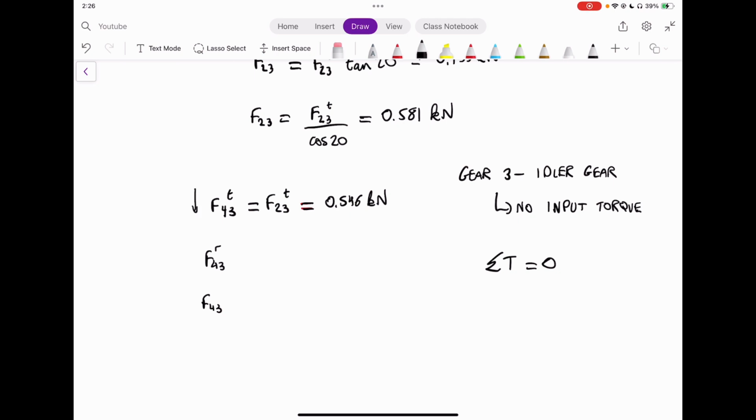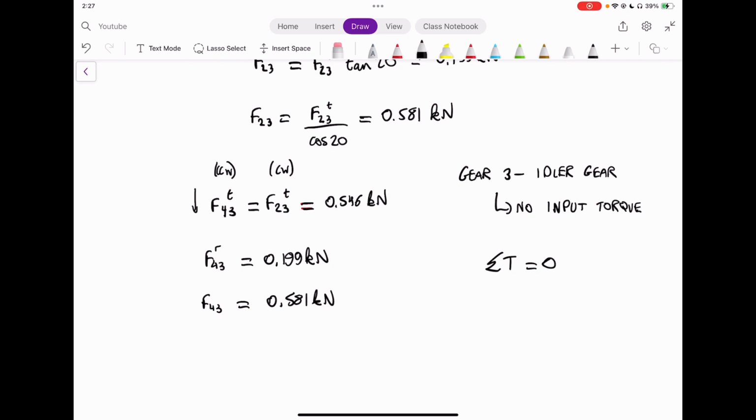And then we can draw a direction of downwards this way, or we can think of it as F23T being clockwise and F43T being counterclockwise. So we could add a clockwise here and a counterclockwise for F43T. Then we can solve for F43R as well in the same way as before. We get 0.199 kilonewtons, and then F43 is 0.581 kilonewtons, and we can go from there.